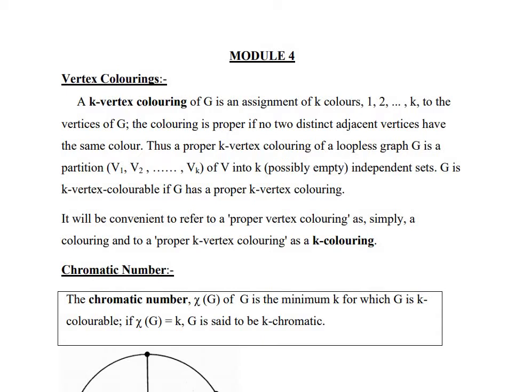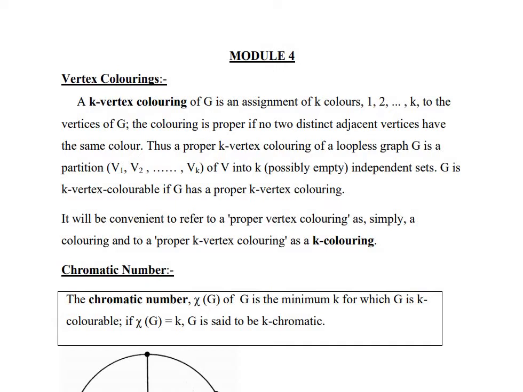G is k-vertex colorable if G has a proper k-vertex coloring. We usually use the term coloring for denoting a proper vertex coloring and k-coloring for denoting a proper k-vertex coloring. Next is the chromatic number.